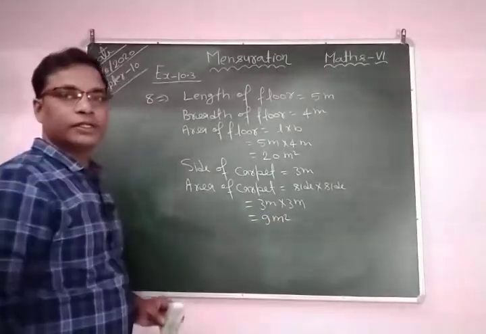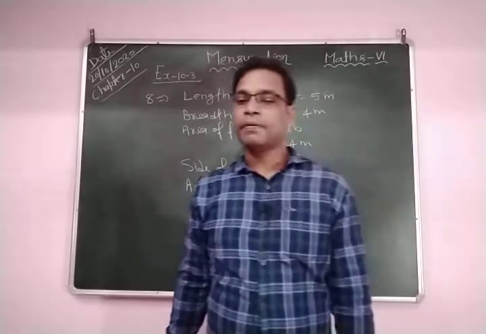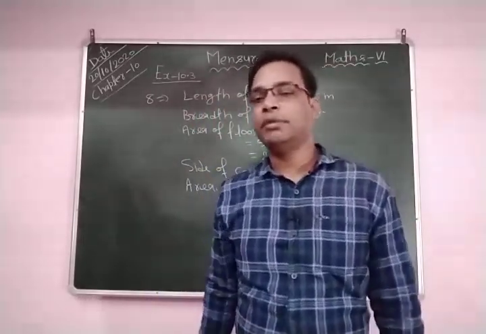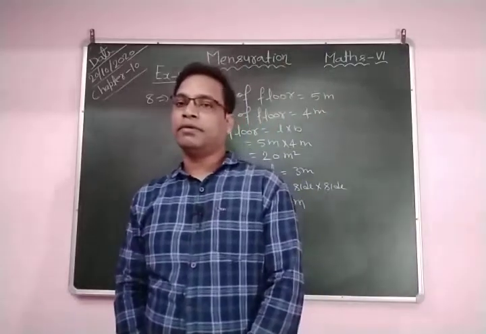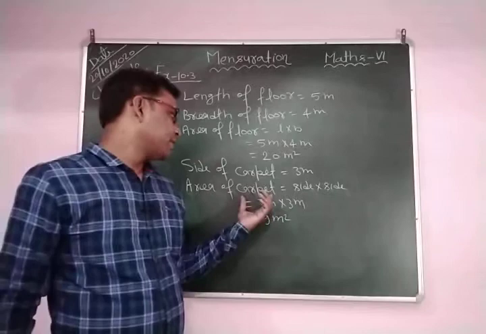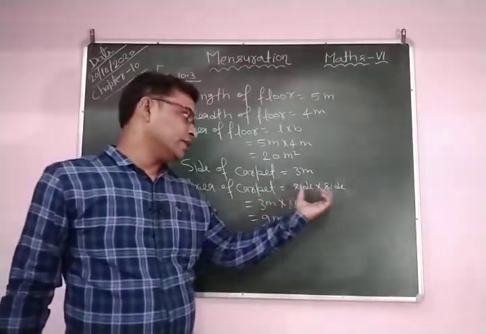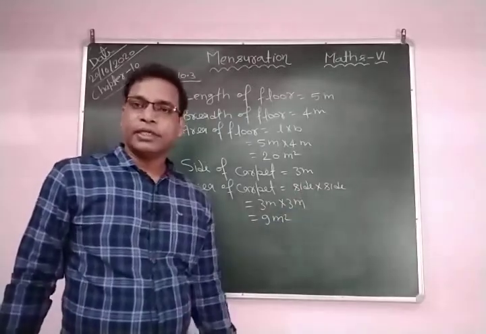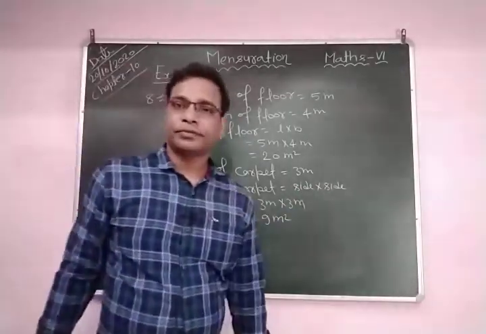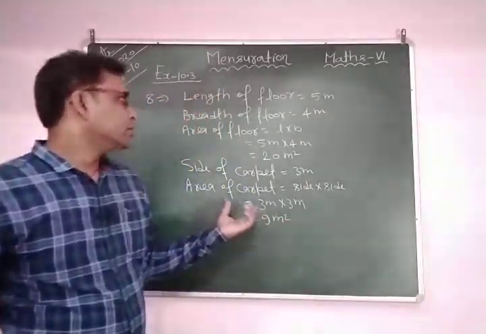Clear? In this question, this is given that the side of carpet is 3 meters. Okay, a square carpet of side 3 meter is laid on the floor. So we find here the area of the carpet. Area of the square carpet is side into side, and the side is given 3 meter. So 3 meter into 3 meter is equal to 9 meter square.